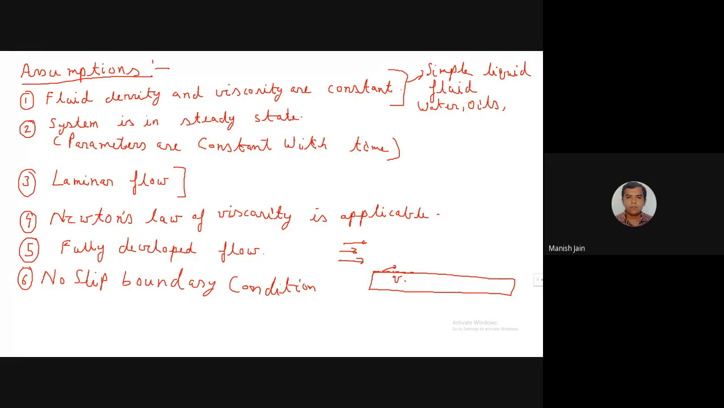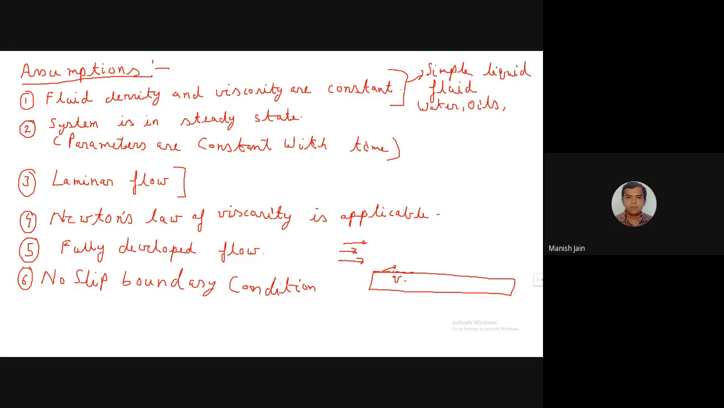The first assumption is that the fluid density and viscosity are constant. What is the meaning of this assumption? That means it is a liquid, the fluid flowing inside the pipeline is in the liquid phase, so density is constant. Second, viscosity is constant, which means it is a Newtonian fluid, because in a Newtonian fluid viscosity is only a function of temperature. Here we are not considering temperature difference, so temperature is constant, and that is why the viscosity is constant.